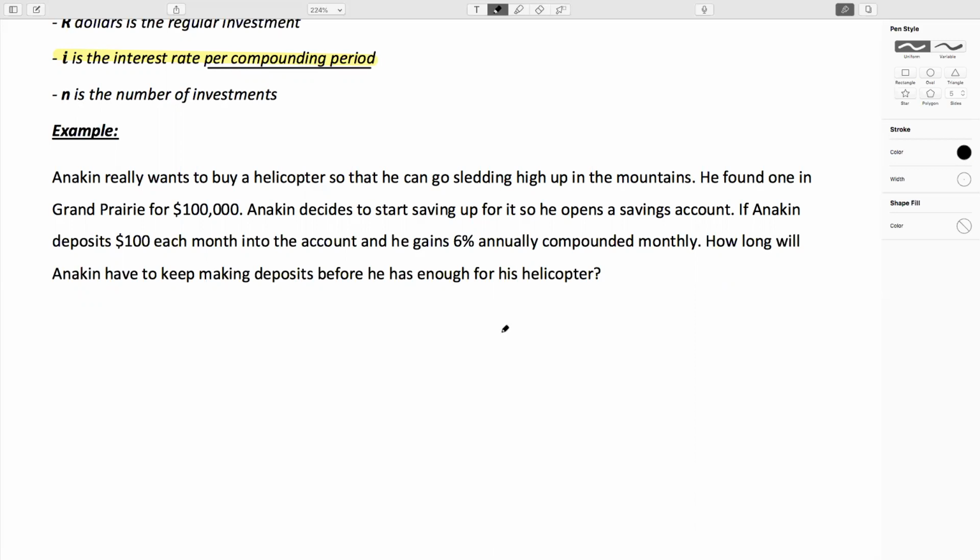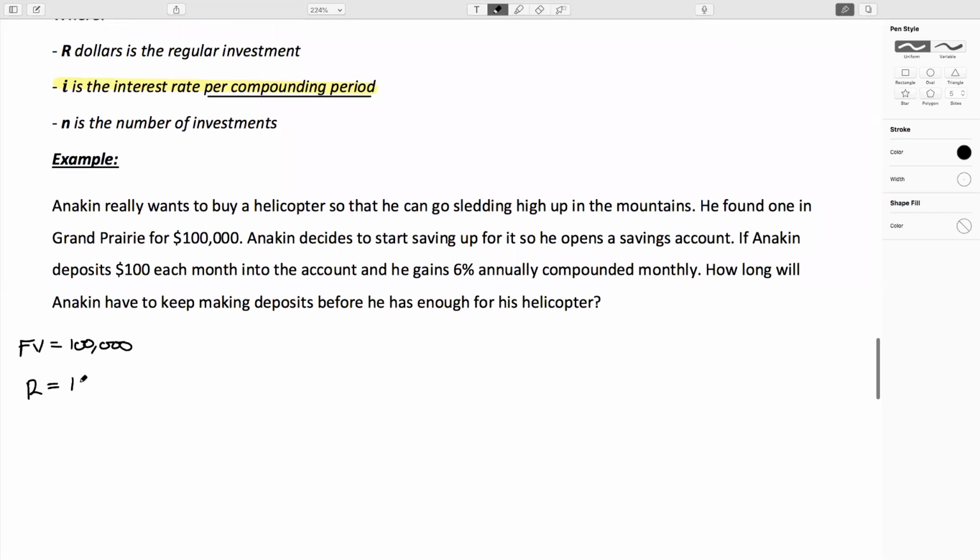So let's list out what we know. He's going to have a future value of $100,000, so FV equals $100,000. He's making a regular payment of $100. So R is your payment, R equals $100. He's making 6% annually compounded monthly, so I is 0.06 divided by 12, which I believe is 0.005.